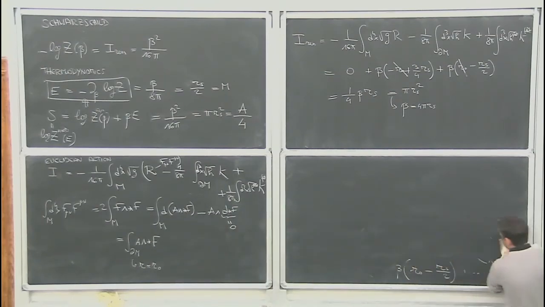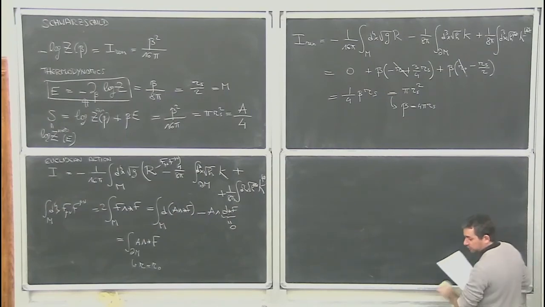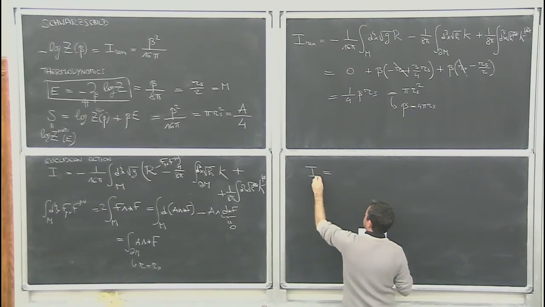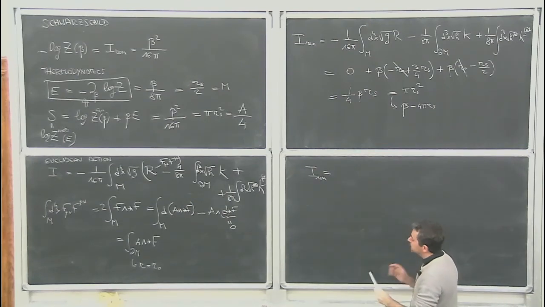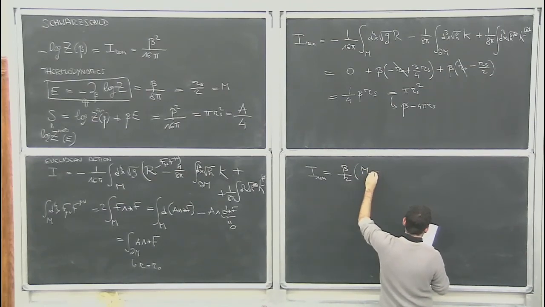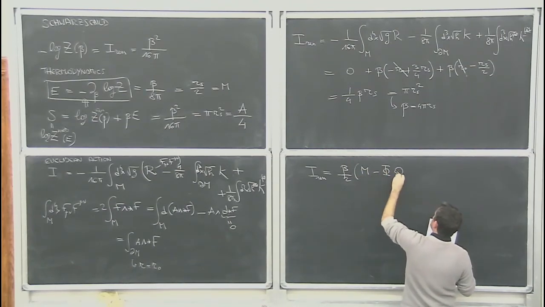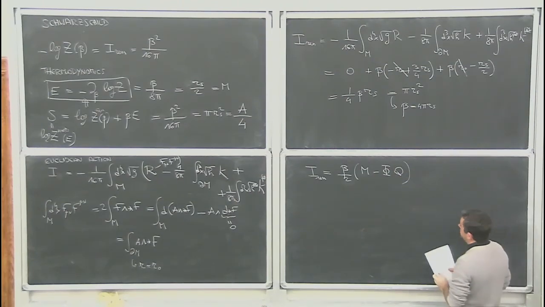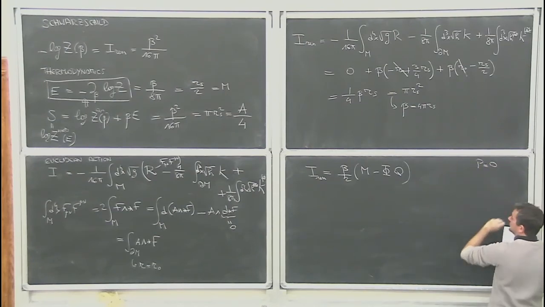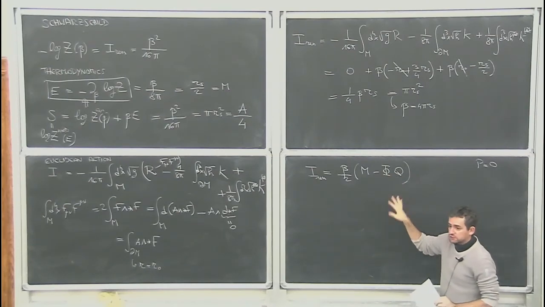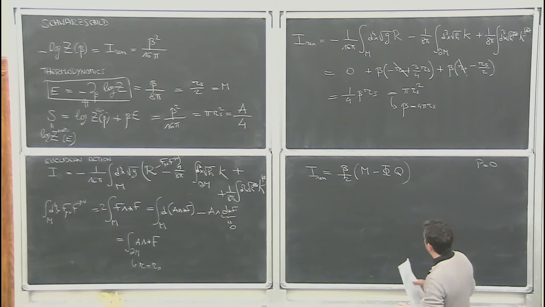Okay, so let me just give you the result after all the dust has settled down. The result for the renormalized action of the Kerr-Newman solution is beta over 2 m minus phi q. So m and q, remember, are parameters of the solution. And here I'm taking, as always, p equals 0. J is not 0. The angular momentum is non-zero, but it doesn't enter in this expression. So this is what you get.